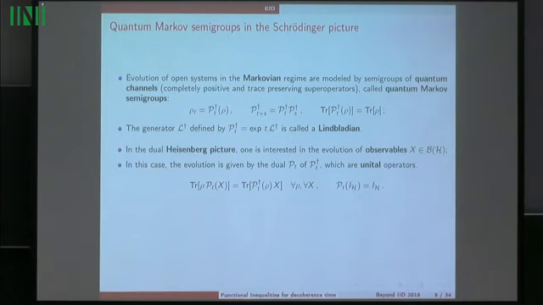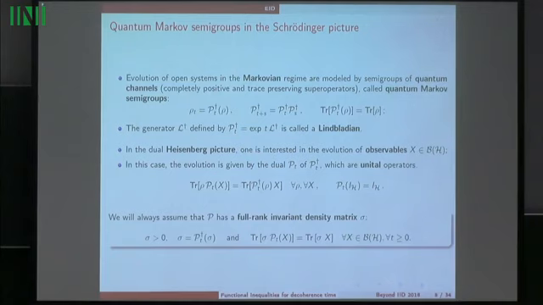And the main assumption that I will make all over this talk is the fact that there exists a full rank invariant density matrix sigma. The fact that it is invariant, you can see it either in the Schrödinger picture by saying that it is preserved by the evolution, or in the Heisenberg picture by saying that the average of any observable stays the same along the evolution.